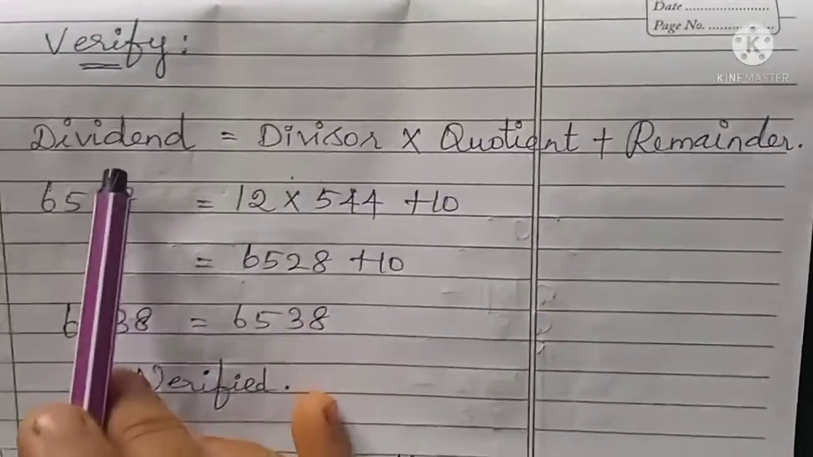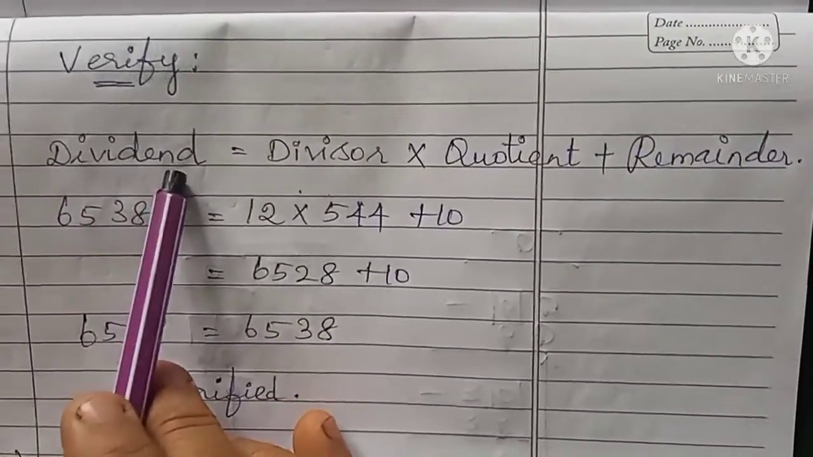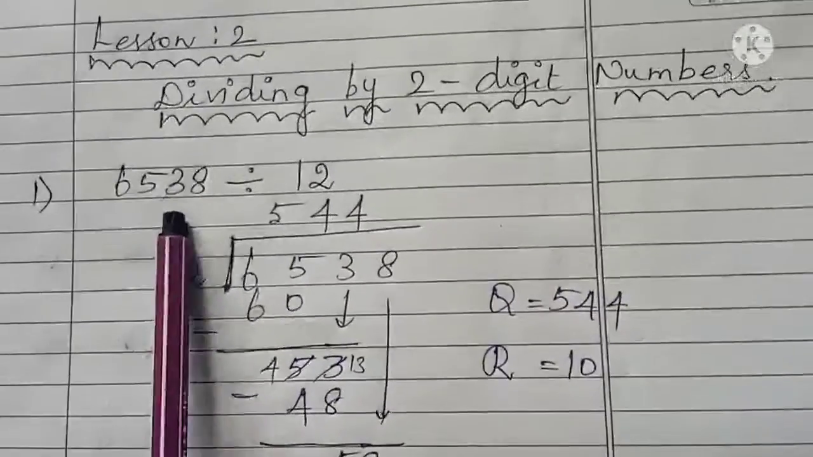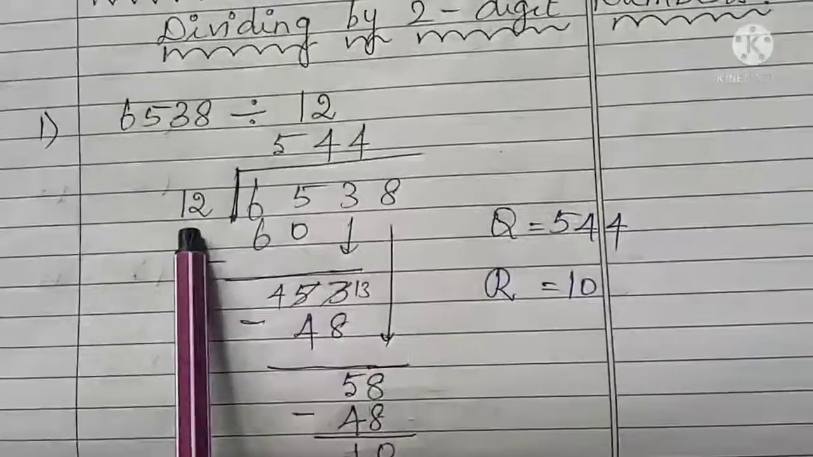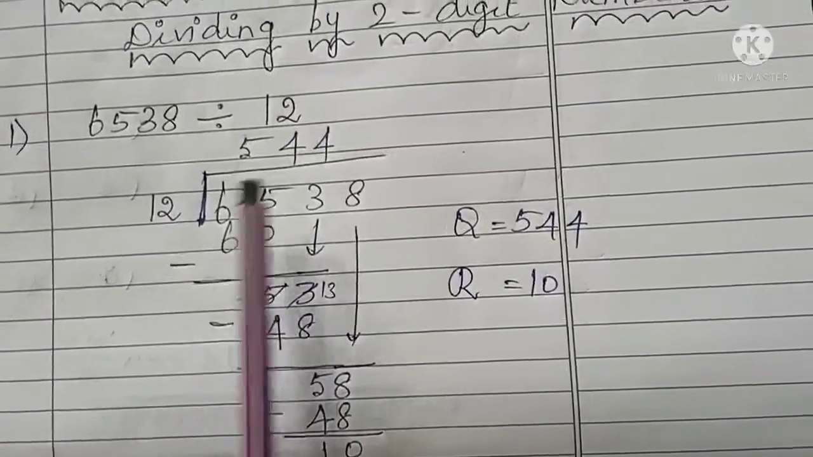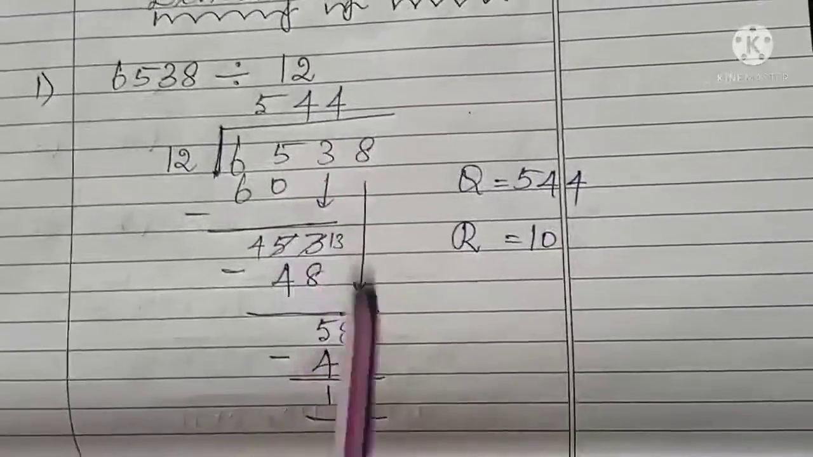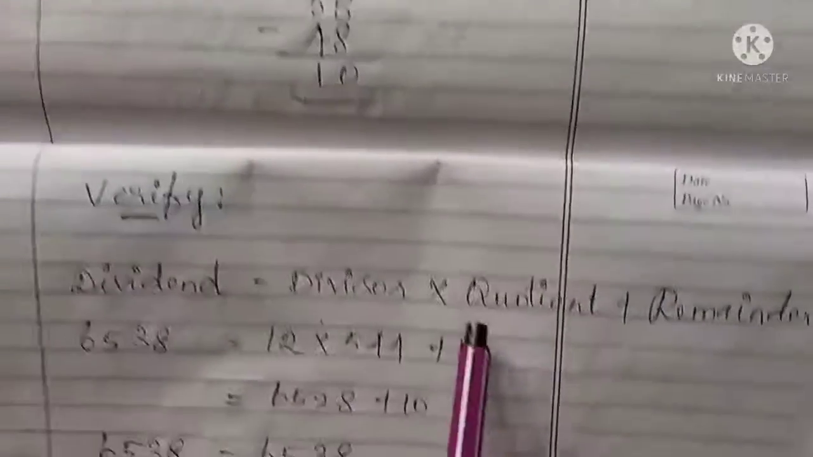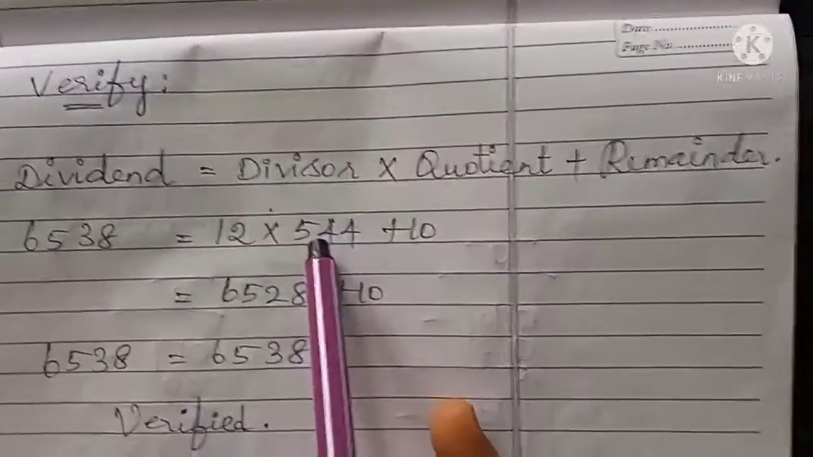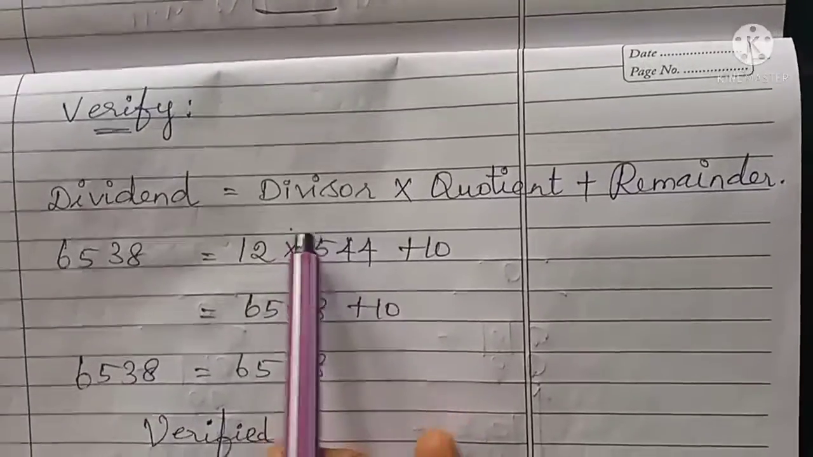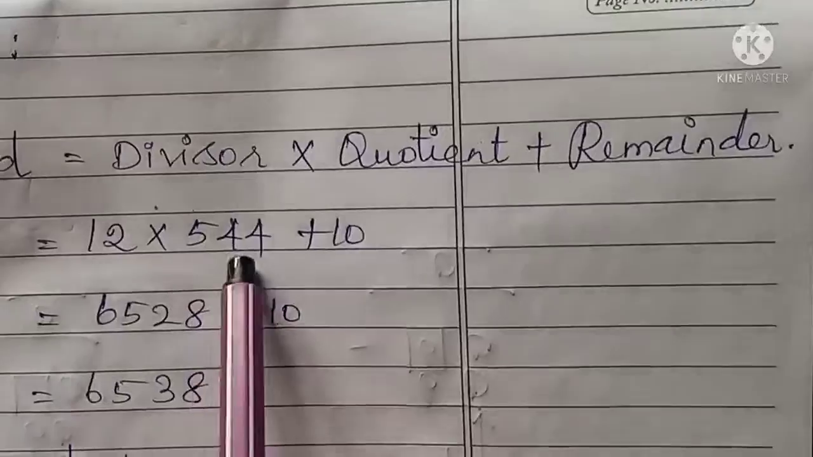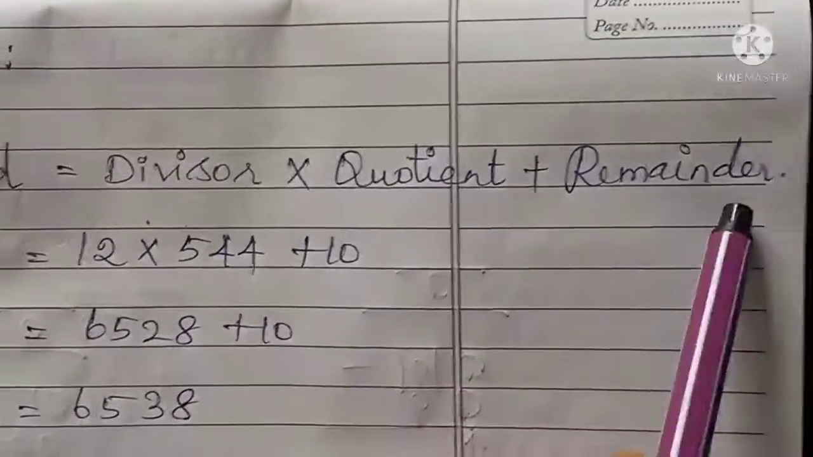So dear children, we know the value of dividend. This is the value for dividend, 6,538. This is the value for divisor. This is the value for quotient. This is the value for remainder. So wherever it is there, you are going to give the values in the correct places. So now divisor is 12 into quotient is 544 plus remainder is 10.